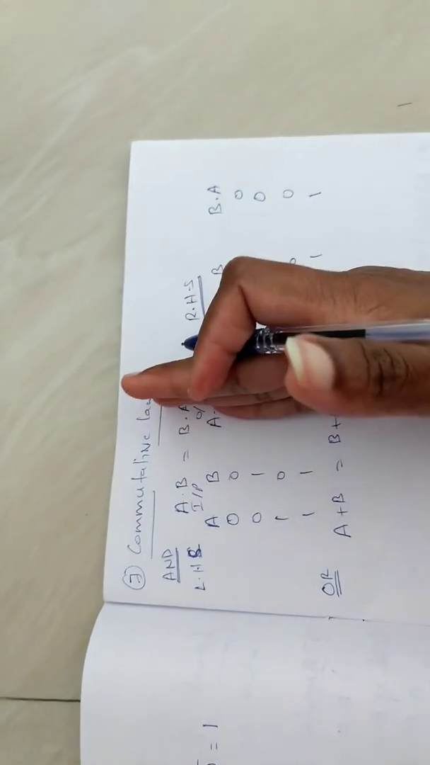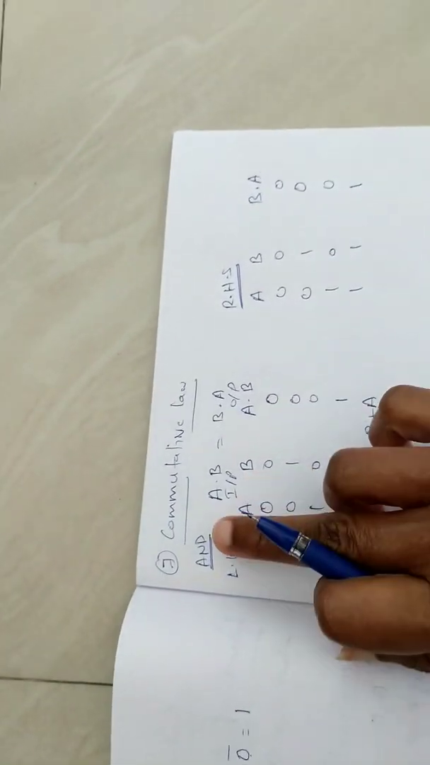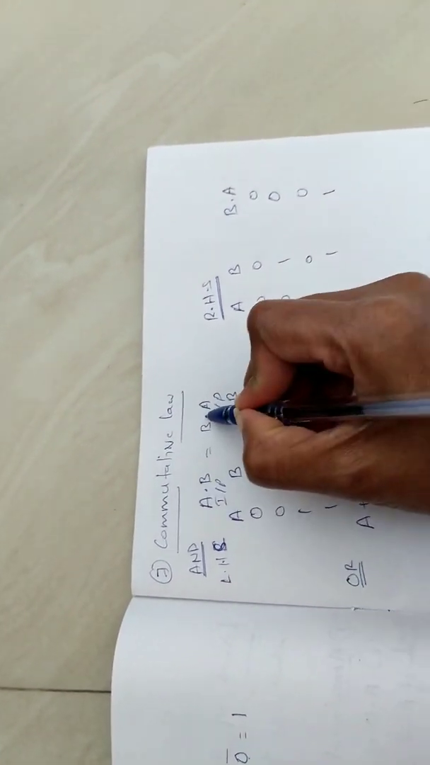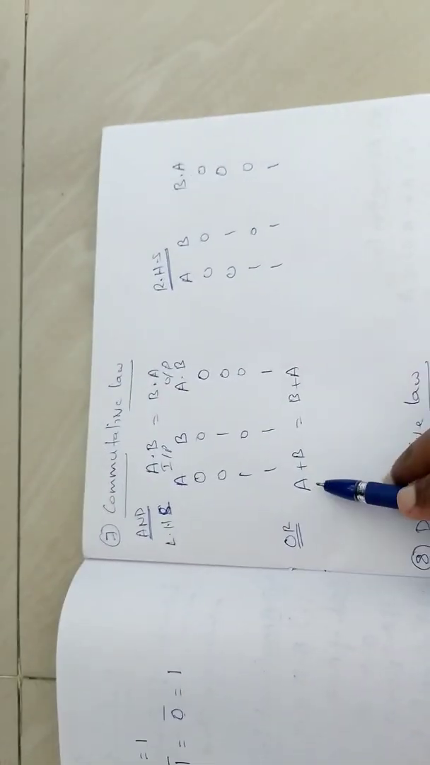So your LHS is equal to RHS. Through this I am able to prove this commutative law. Okay, the proof is clear. Right, this is for your AND operation. The same thing you are going to see for your OR operation.